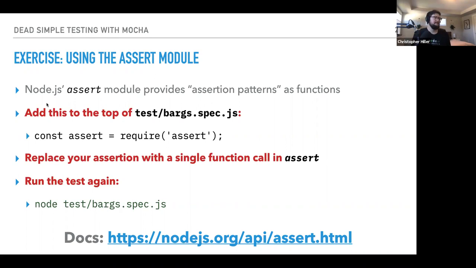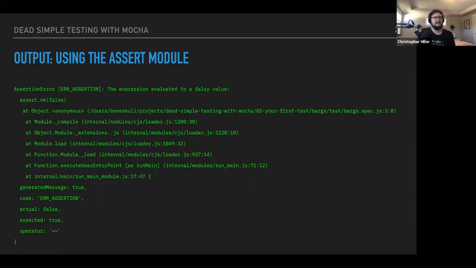So if you've used assert.ok, it should look like this when you run it. You'll see something like "expression evaluated to a falsy value," and it'll give you a little stack trace. The assertion error object will have a code property, actual and expected. It will say we expected true, but what we were passed is false. Operator is the operator that it uses to make the comparison.